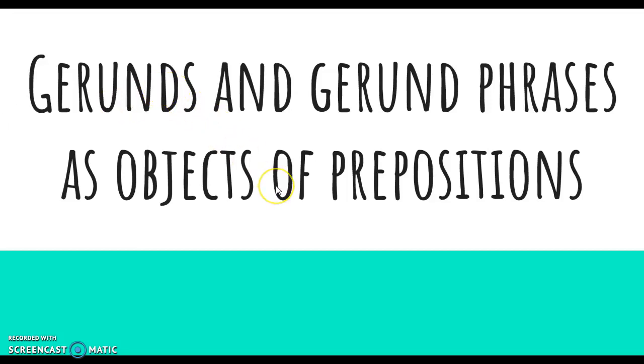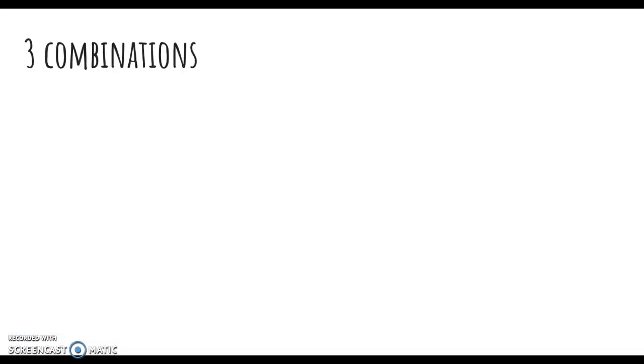In this short video, we'll be discussing gerunds and gerund phrases as objects of prepositions. So as we know, nouns can follow prepositions to form prepositional phrases, and since gerunds and gerund phrases act like nouns, gerunds and gerund phrases can also come after a preposition.